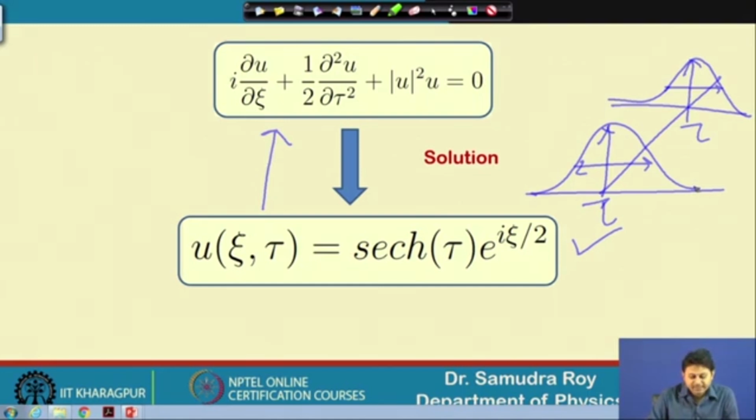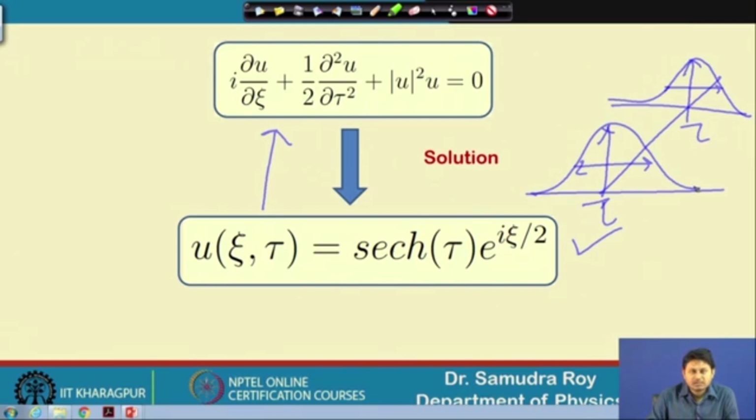Next thing is that in the frequency domain also this shape should be preserved, because that is the criterion of a soliton: it will preserve the shape not only in the time domain, but in the frequency domain also. Now, I have a solution here. If you make a Fourier transform of that, you will get the distribution in the frequency domain, and you should know that there are a few functions for which, if you make a Fourier transform, the same function is returned.